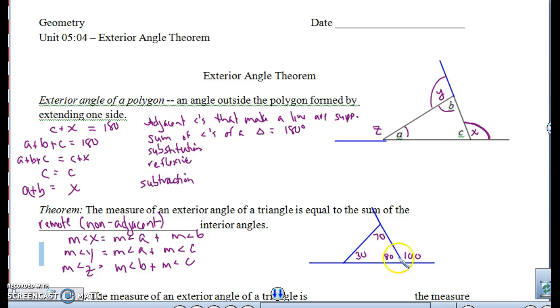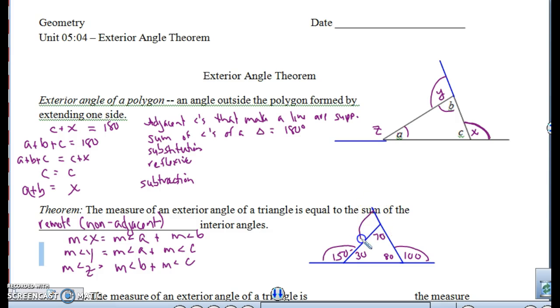Well, what are the non-adjacent interior angles? Well, isn't 30 plus 70 equal to 100? Yeah, it is. Okay, so what should be the measure of this angle over here? Well, it's going to be supplementary to this one, and it's also going to be the sum of these two. 70 plus 80 is 150. 150 and 30 is 180, and it works.